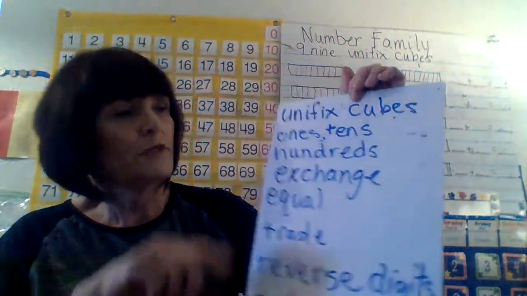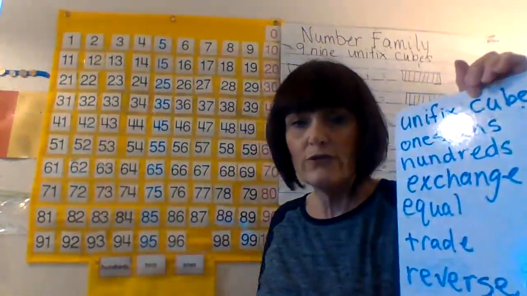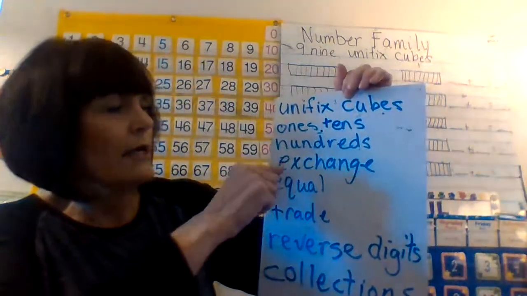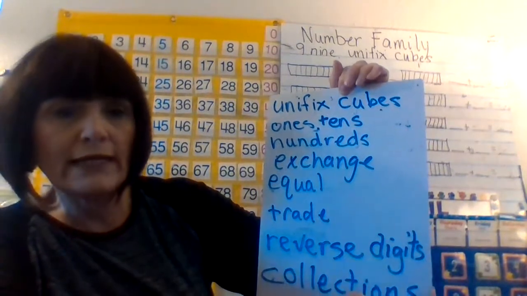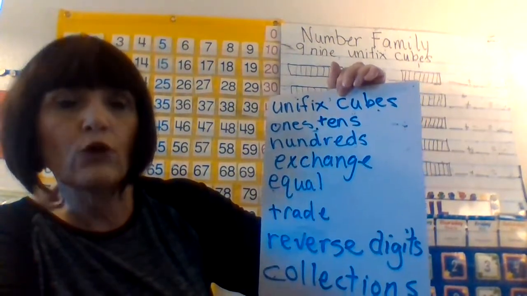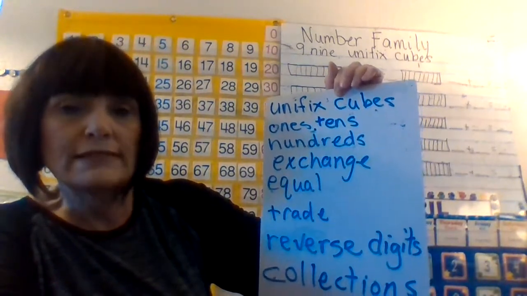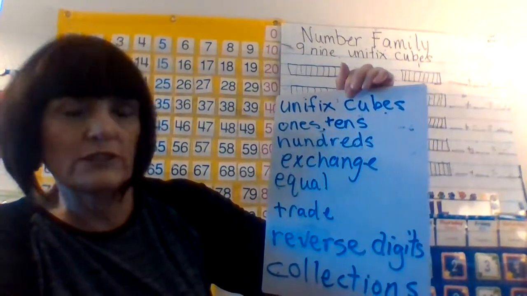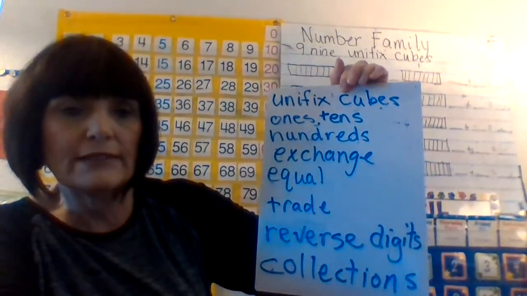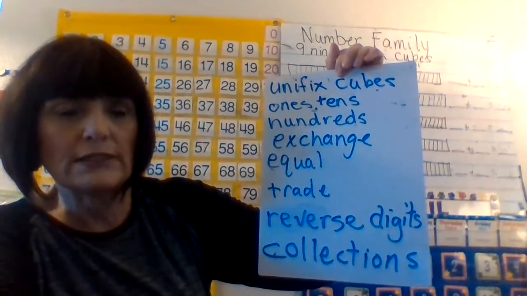Ones, tens, hundreds. Place value, exchanging things or trading things for an equal amount. Those two terms mean the same thing. Reverse digits. We are going to be talking about that today. And we're going to talk about collections. All right, here we go.